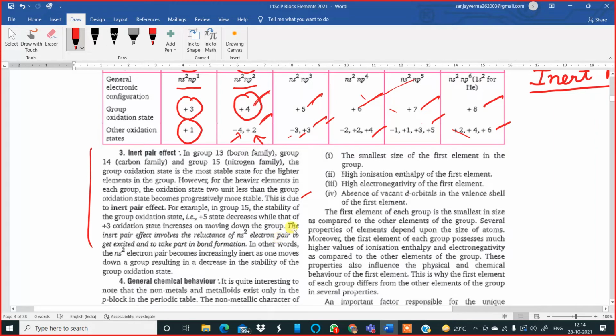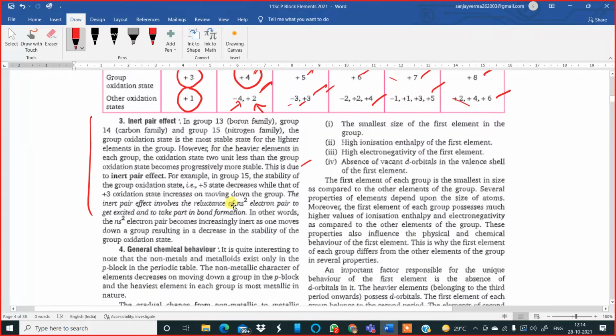Moreover, the inert pair effect involves the reluctance, meaning the unwillingness, of the ns2 electron pair to get excited and take part in bond formation. So that is the definition of the inert pair effect. In other words, we can say the ns2 electron pair becomes increasingly inert as one moves down a group, resulting in a decrease in the stability of the group oxidation state. So that is the inert pair effect. That is the next property.